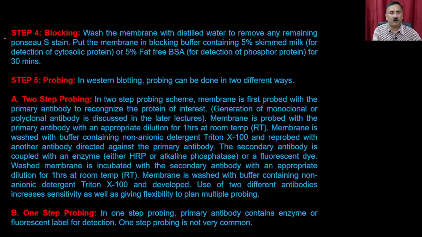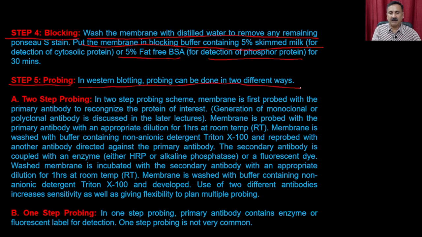Then in step four, you're going to do the blocking. Wash the membrane with distilled water to remove any remaining Ponceau stain. Put the membrane in blocking buffer containing 5% skim milk. If you're doing Western blotting for detecting phosphorylated protein, then you can use BSA. Then step five, you're going to do the probing.